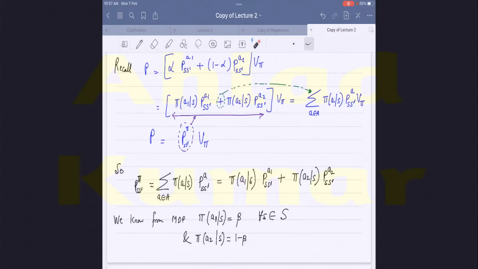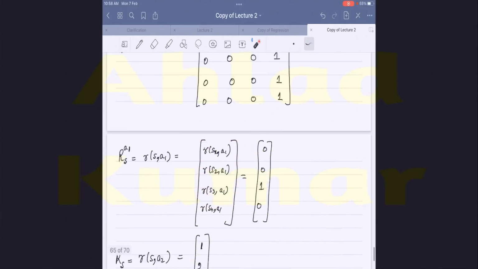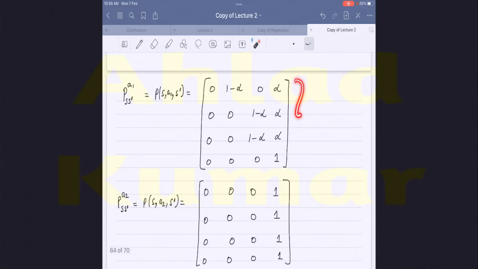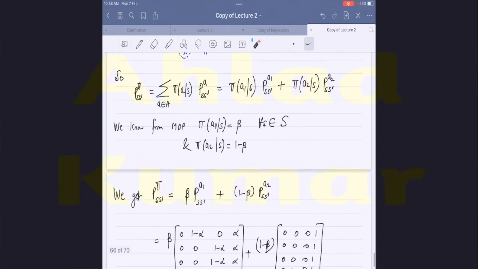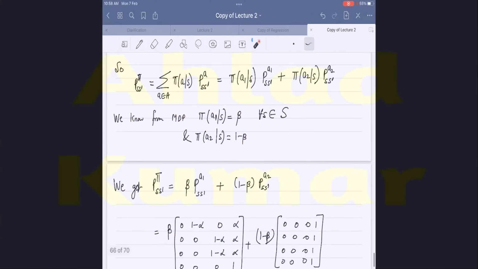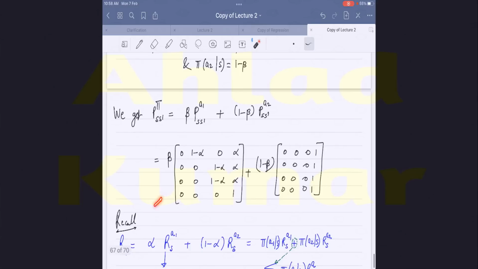And this we already know, we started out with it: the value of this is beta, and for this you already know the value is 1 minus beta. These transition matrices we have already calculated depending upon the actions. You can see on the top we have these matrices already evaluated, which is given over here. So we can put these into the equation which we have written over here, and what we get is this expression.